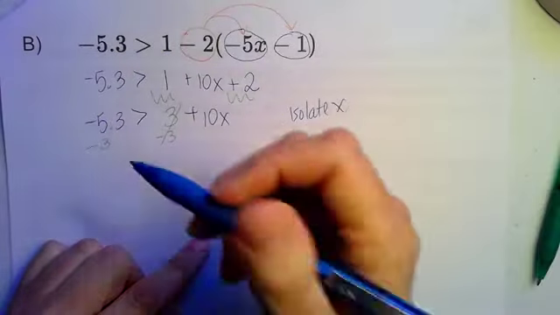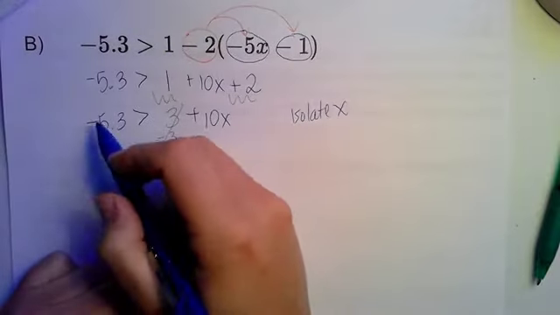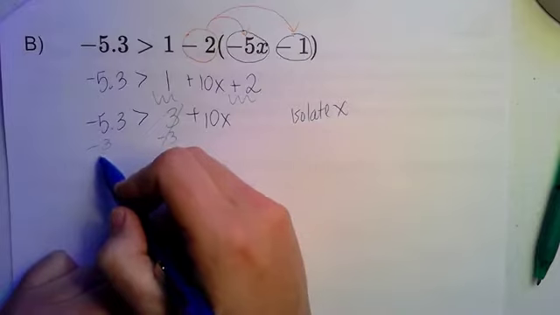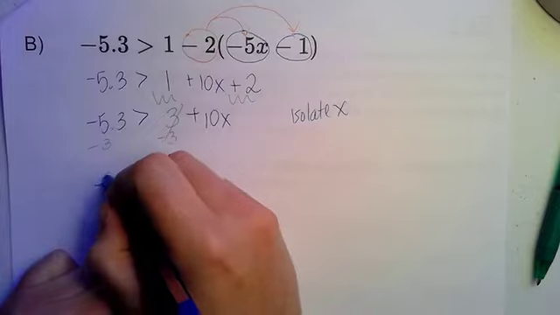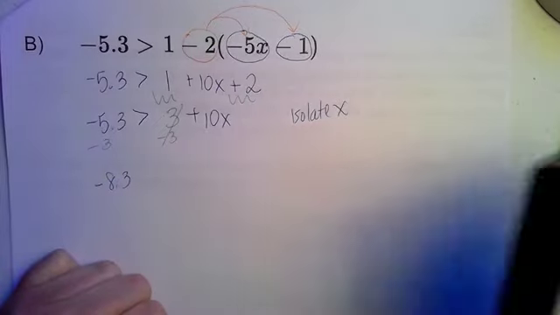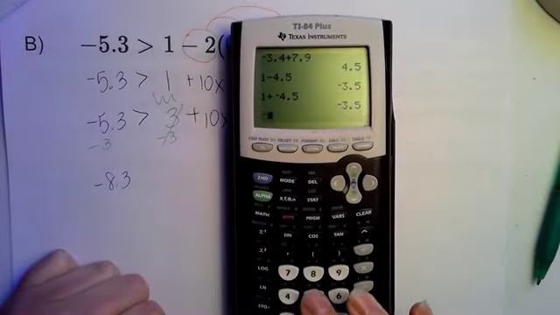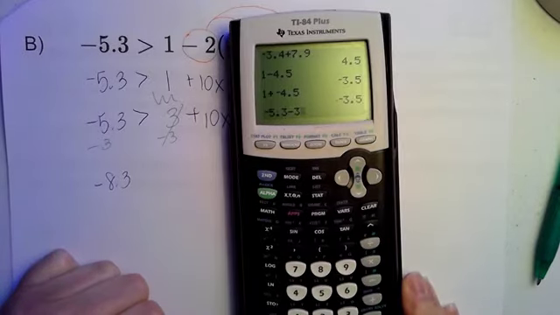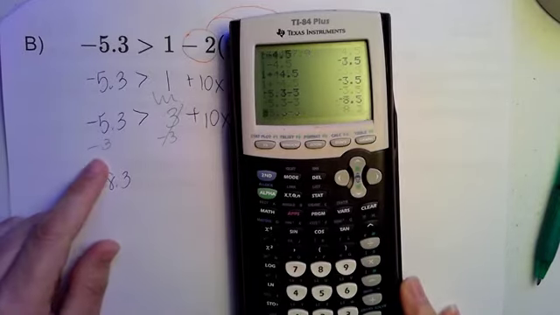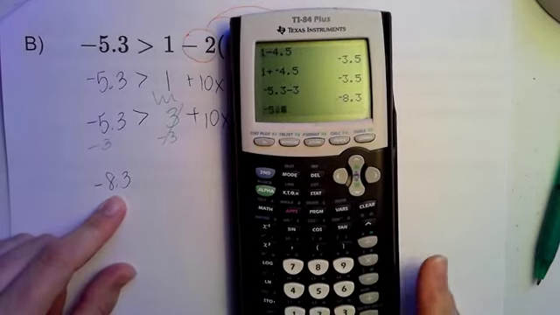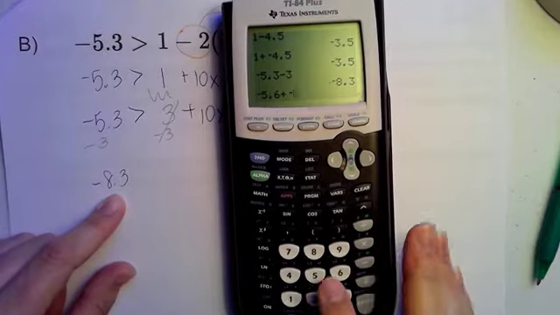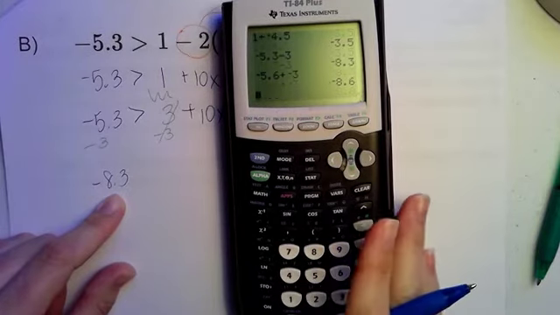Positive 3 and negative 3 makes a 0. And here, who wins? They join forces. We get a negative 8.3. And maybe you aren't as confident with decimals as I am. I don't like decimals. Negative 5.3 and a minus 3 is negative 8.3. And again, you can think about it as negative 5.3 plus a negative 3, and you'll get the same answer.